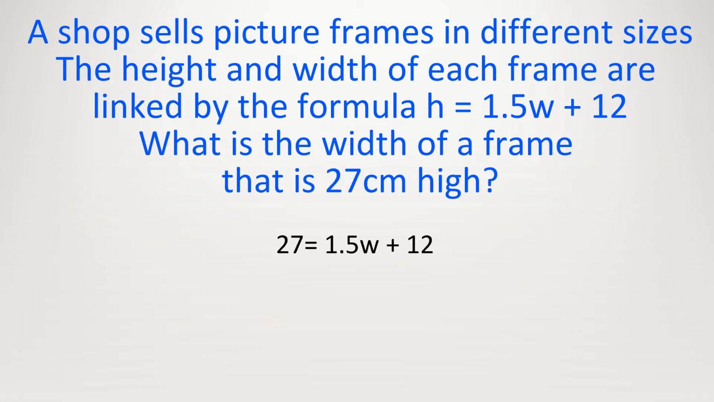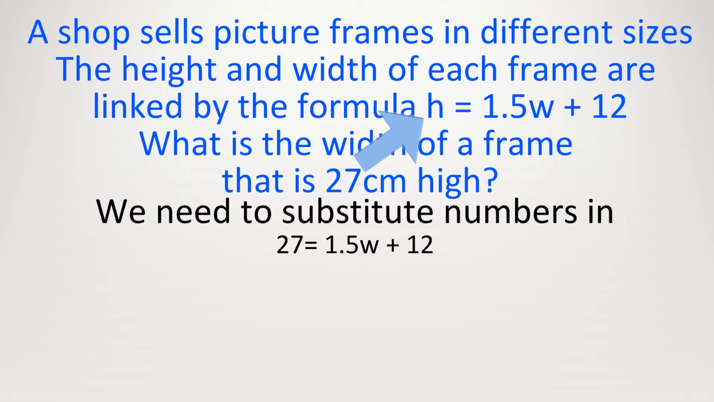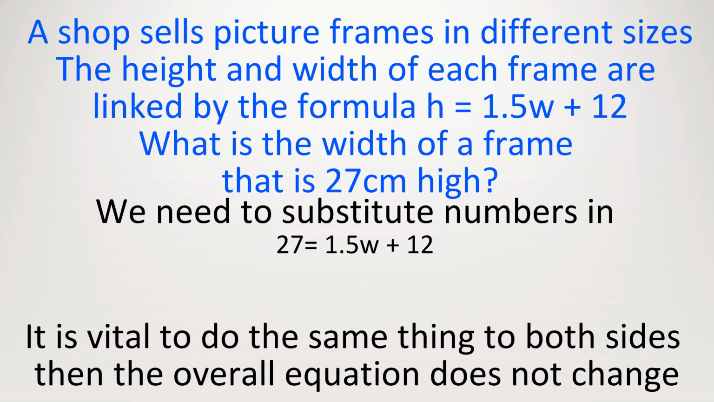The only number given to us is 27, so where to put that in? We sub it in as H. The first line we write is 27 equals 1.5 W plus 12. Let's rearrange this equation. 27 is on the left, 12 is on the right. We want the numbers together, so let's move 12 to the left. At the moment it is plus 12, so we do the opposite. We subtract 12. 27 take 12 is 15.